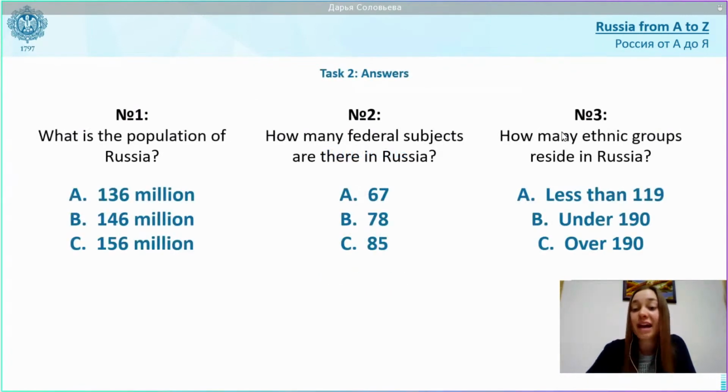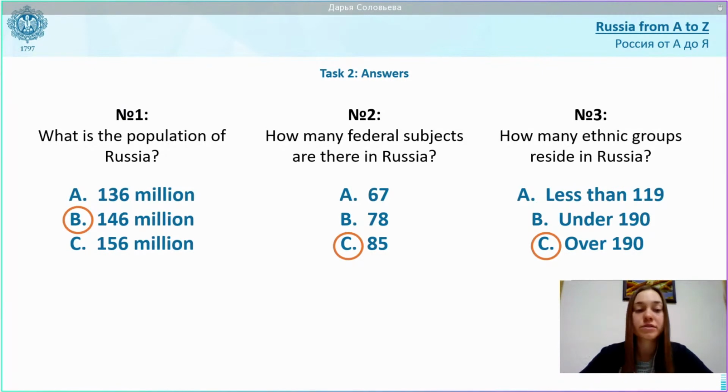And now you are going to know the answers to the quiz that we did at the beginning of our class. So the first question was, what is the population of Russia? The second question was, how many federal subjects are there in Russia? And the last one, how many ethnic groups reside in Russia? I think that maybe you have found the answer to the last question in the text. But what about the first one and the second? So the answers. B, C, C.